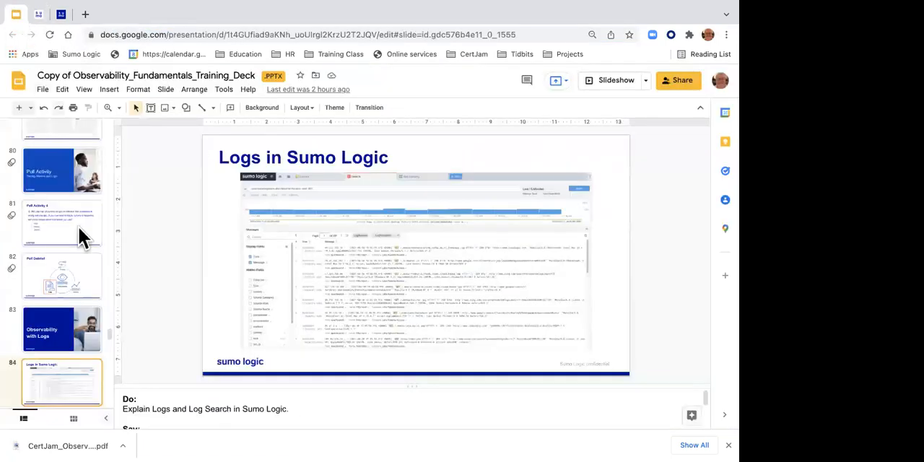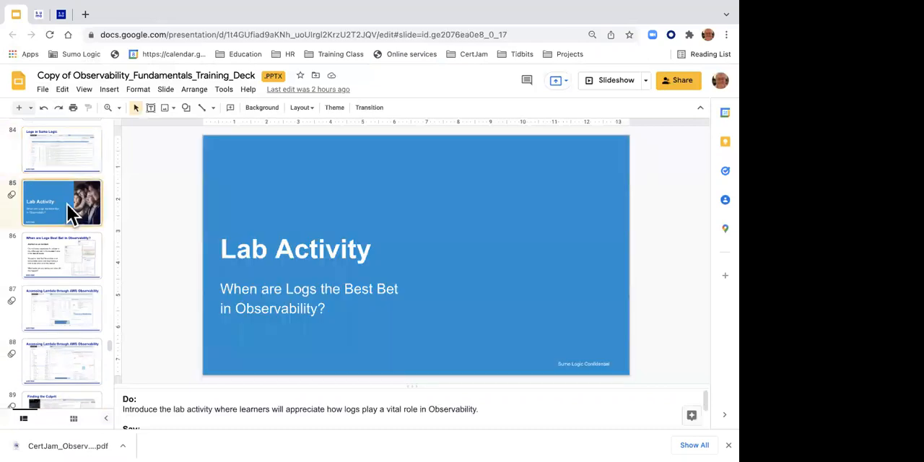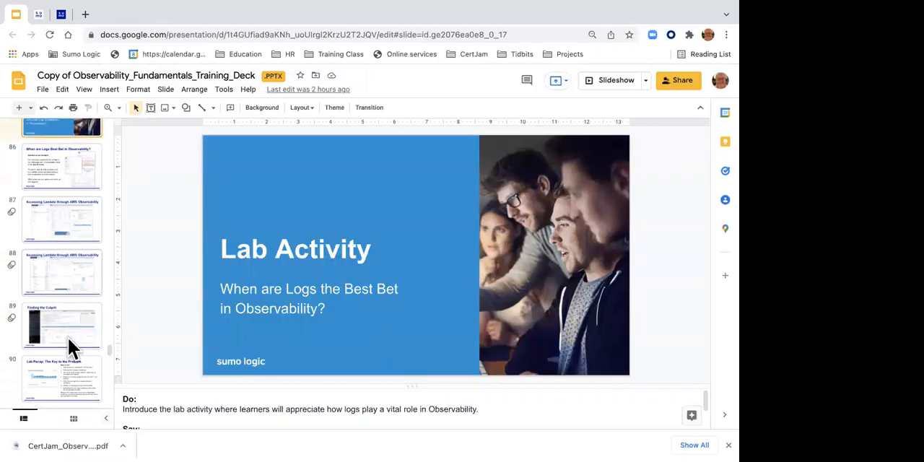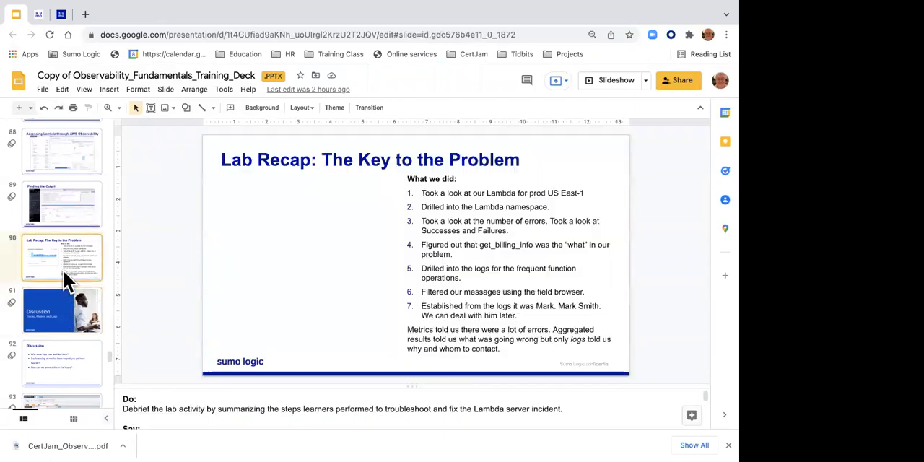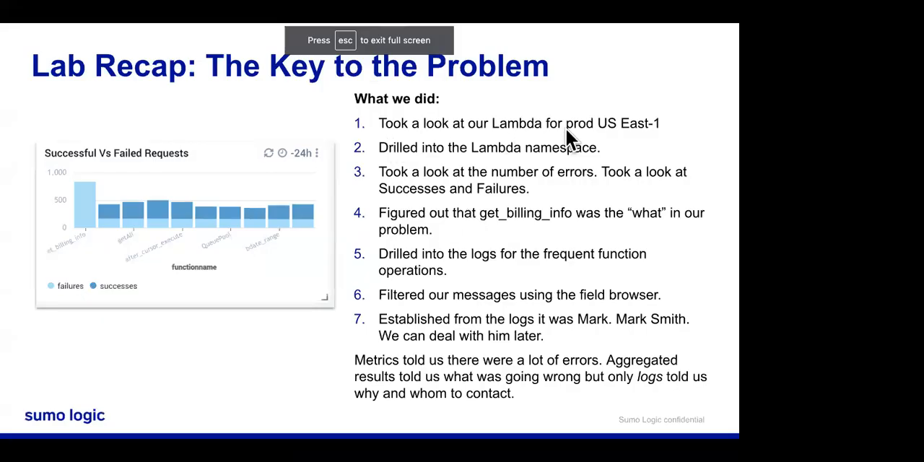The next part of this, and the last part of this, again, we did the lab activity, and basically we can see what's happened here. So again, we went in, looked at our Lambda for prod US East 1, drilled into the Lambda namespace. We filtered on get billing information, filtered it out, and then we should see that there's a Mark Smith in there, but somebody's been changing my queries, so you don't see that.